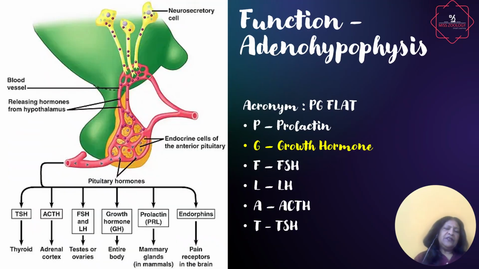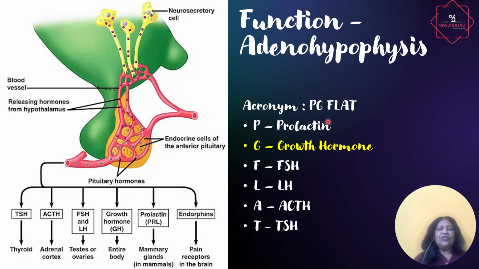Now we look deeper into the adenohypophysis or anterior pituitary, which I already told you is made up of endocrine cells or hormone producing cells. These endocrine cells produce quite a number of hormones which are shown in this flow chart. Here I've made an easy acronym for you, which is PG flat.